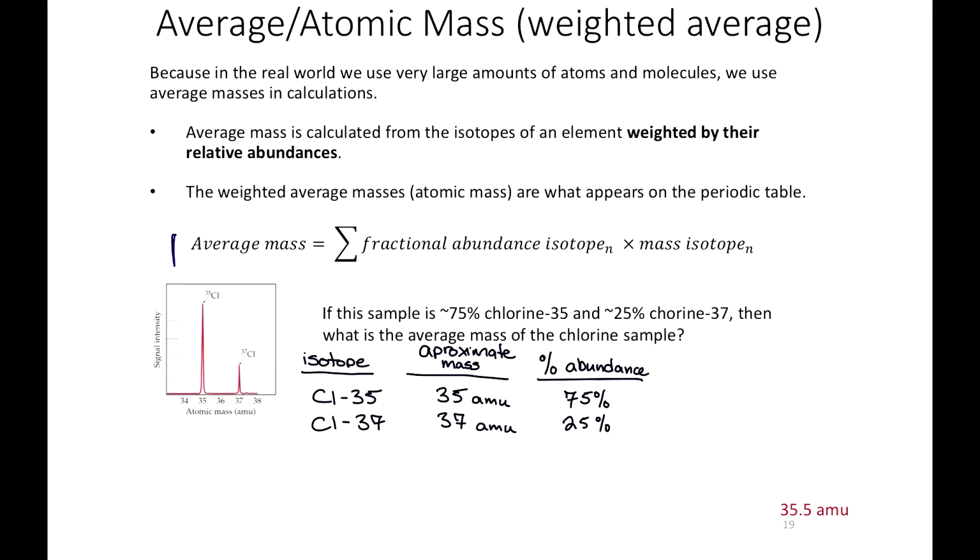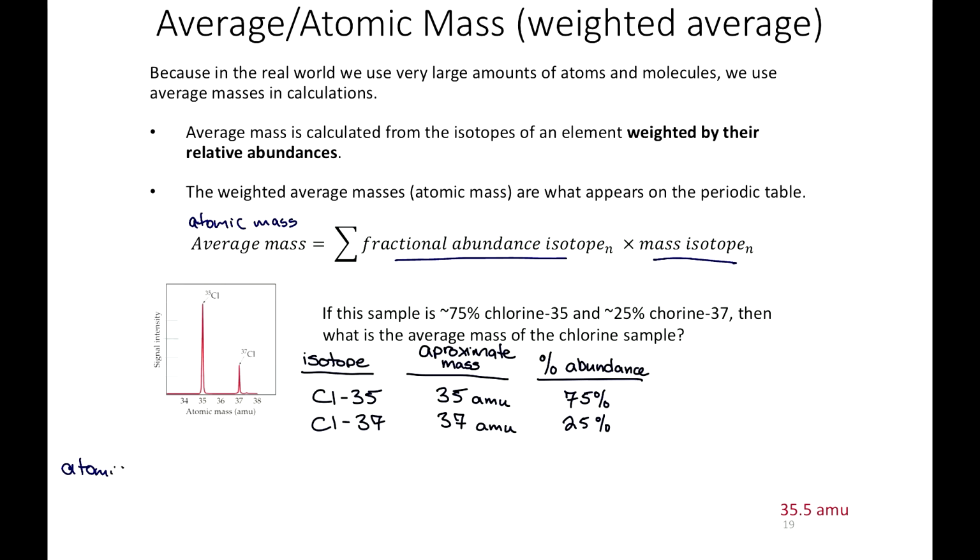So here is the equation for your average mass. This is basically where you get the atomic mass that comes from our periodic table. There's a lot going on here, but the idea is you're going to sum up each of the isotopes present in your sample, where we take the fractional abundance of your isotope and the mass of that isotope, multiply those two together, and then add up all isotopes that contribute to that sample.